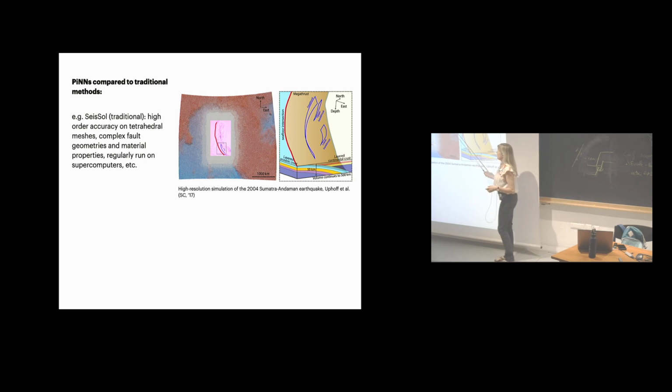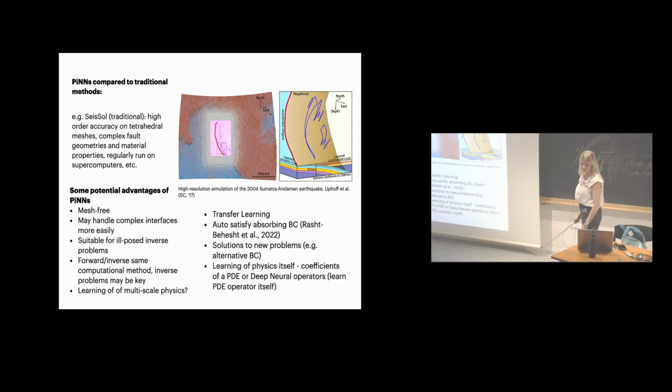So this is a traditional method. It's discontinuous Galerkin, I think, Alice? Okay. Got a fault here. It has all of these layers of heterogeneous material properties. It's got complex fault geometries. It's regularly run on the world's fastest supercomputers.